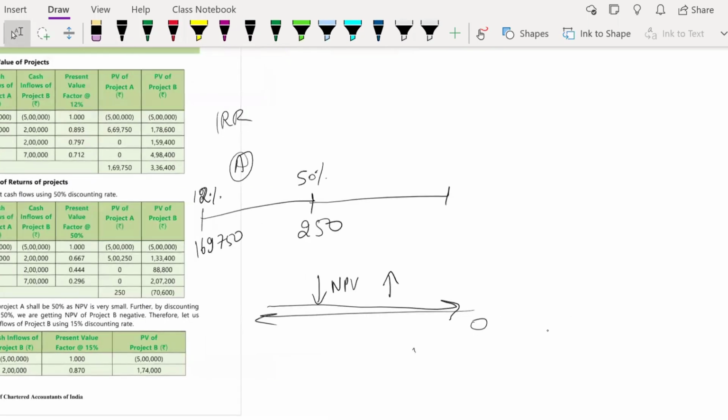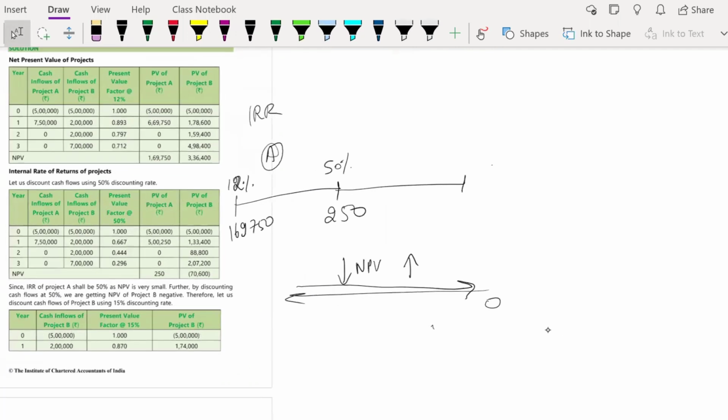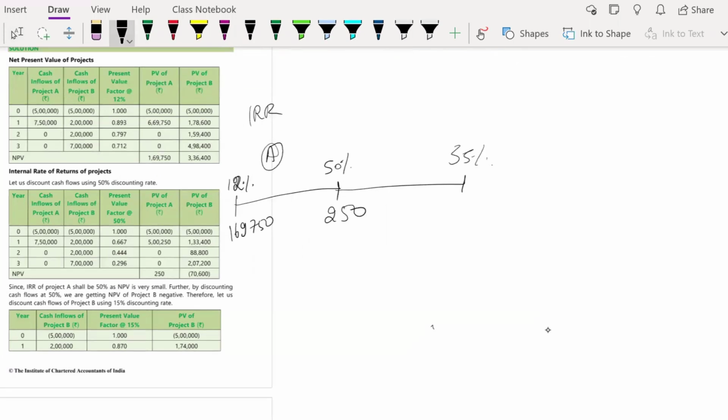Here, in this question, they have assumed that either you can go further to 55%. Usually what we would have done is we would have taken 55% and we would have got a negative value, because the value keeps on reducing as the rates go on increasing, and we would have found out the IRR. This is what we would have done.